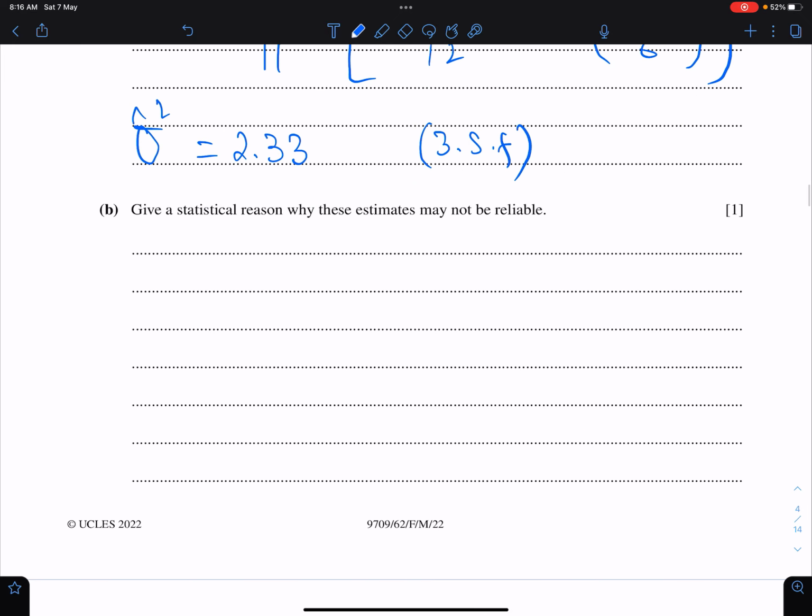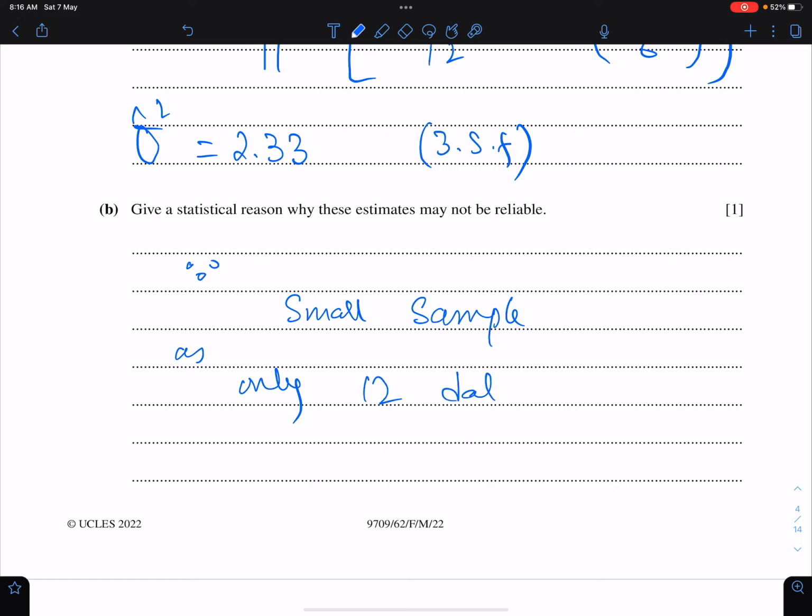Part B of this question. Give a statistical reason why these estimates may not be reliable. Because of small sample. The sample is small, only 12 data items. When the sample is small, then unbiased estimates are not reliable.